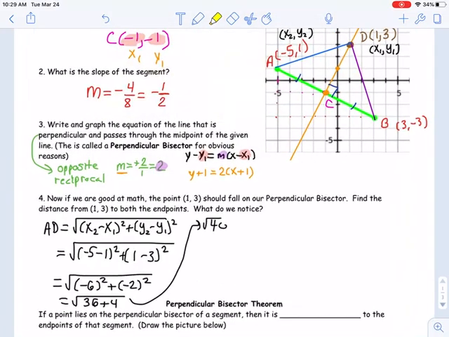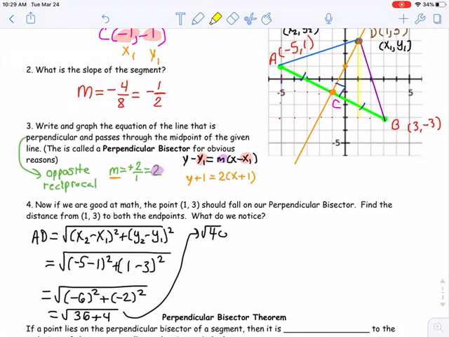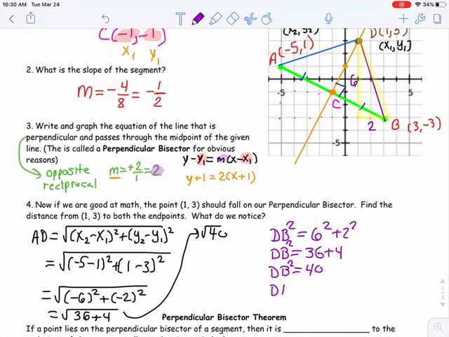And then DB, we can use the distance formula to find DB, or let's use the Pythagorean theorem shortcut. I like to practice both, and both are useful. That has a 2, that's 6. So the length of DB squared is equal to 6 squared plus 2 squared. So DB is going to equal the square root of 36 plus 4, or DB equals the square root of 40.